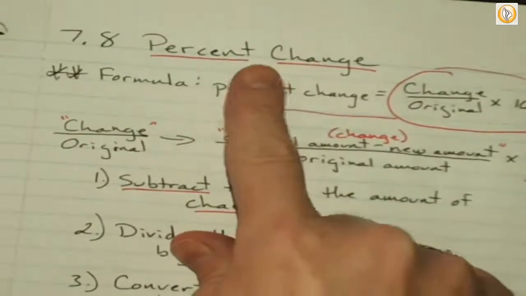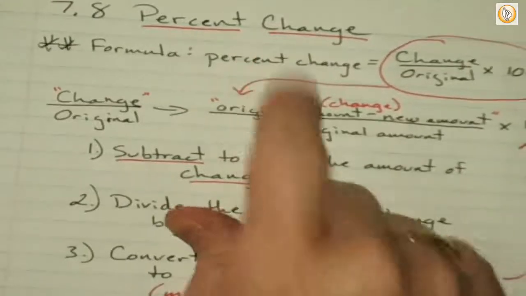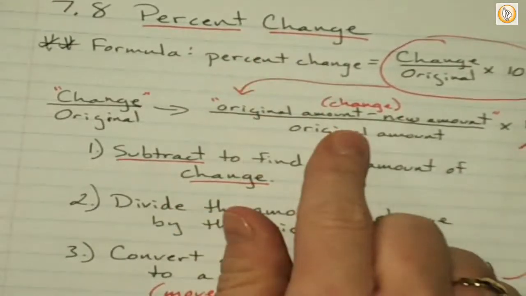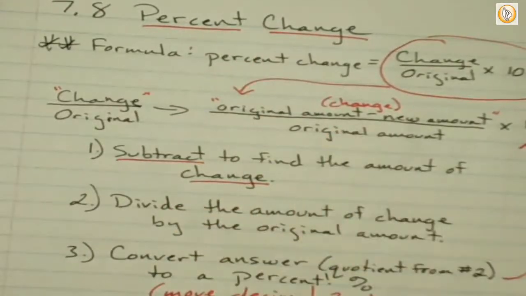100%. So the percent change of Joseph's backpacks is a 100% increase, because he doubled the price. That's what we're doing here. Get it? You're looking for the percent change.